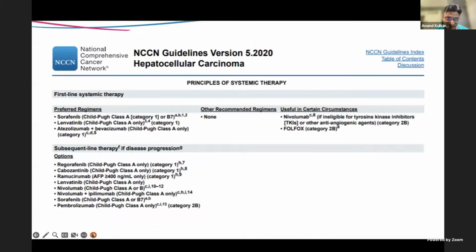NCCN guidelines, again, a similar line of treatment: sorafenib, lenvatinib, and atezolizumab. Atezolizumab specifically for Child A was the initial data, but there have been recent studies saying that it can be used for Child B as well. Other options: the only catch about ramucirumab, an anti-VEGF inhibitor, is that if the alpha-fetoprotein is more than 400, the trial demonstrated that these patients have higher expression of VEGF and probably better benefit with ramucirumab than those individuals who have lower alpha-fetoprotein.